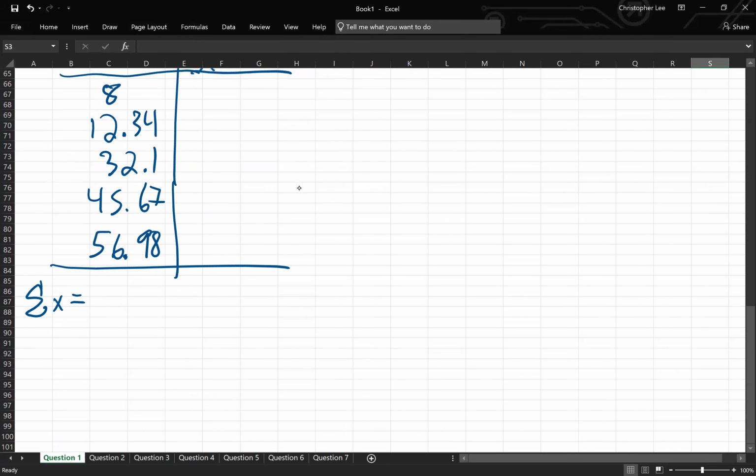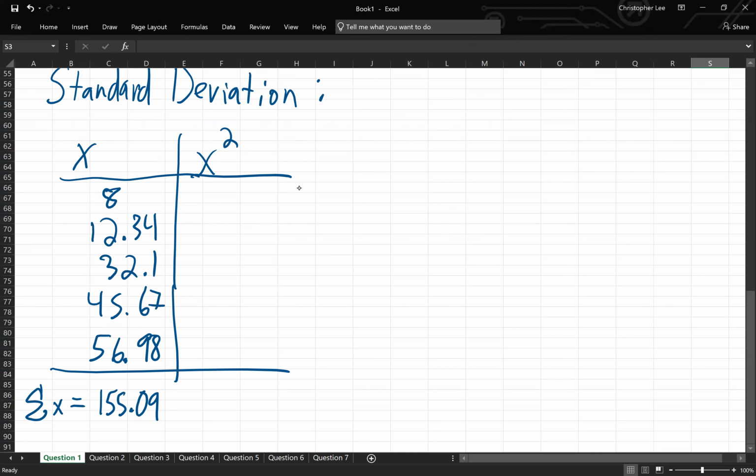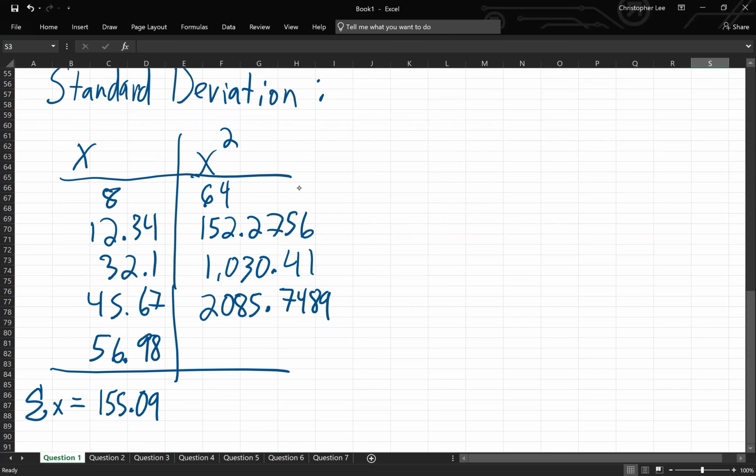The sum is 155.09. Now for the x squared: the first one, 8 squared, is 64. And what's the next number? 152.2756, then 1030.41, then 2085.7489, and then 3246.7204. Very good.